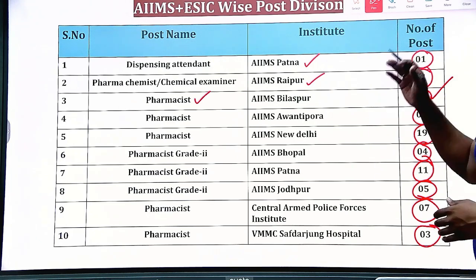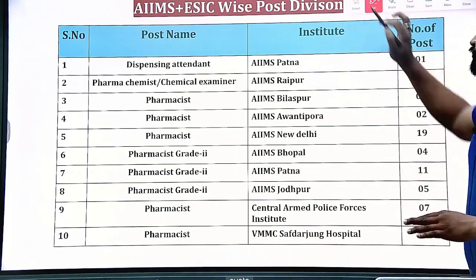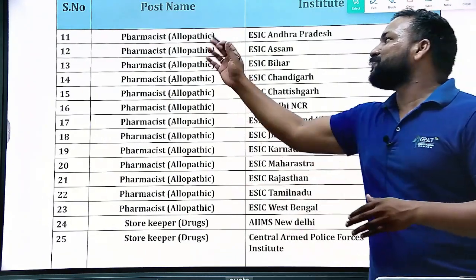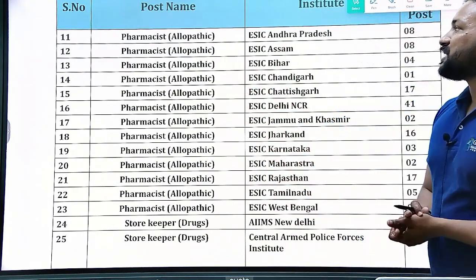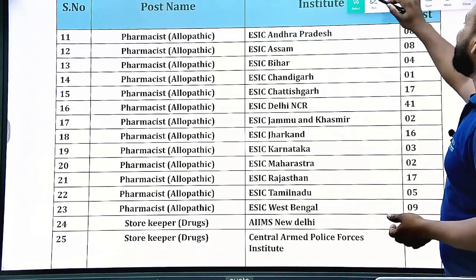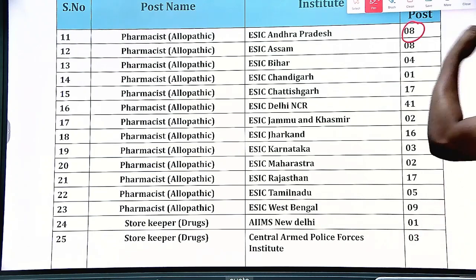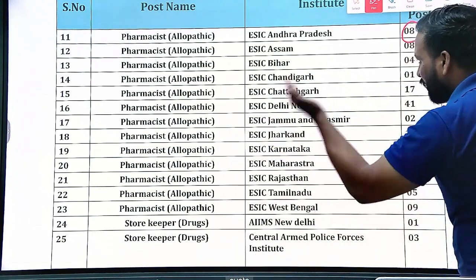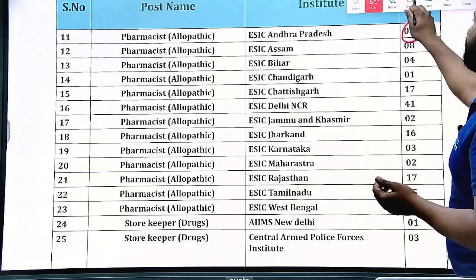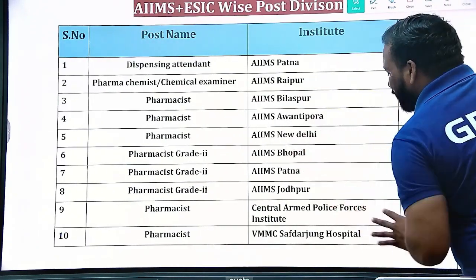So these are the posts, and apart from these posts, we also have specializations, especially for the pharmacists in allopathy in ESIC Andhra Pradesh, we are having 8 vacancies. So those are completely AIIMS, but now we are moving to the ESIC as well as other governing bodies. Just before, we have seen all the AIIMS as well as Central Armed Forces.